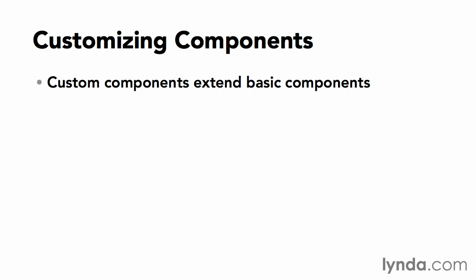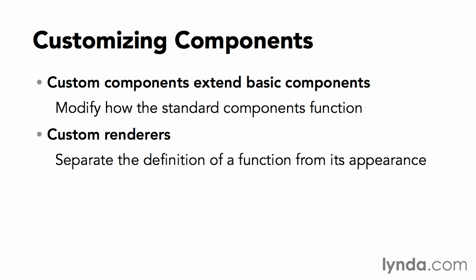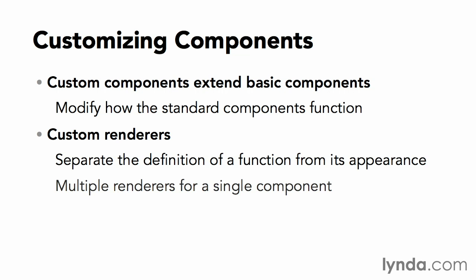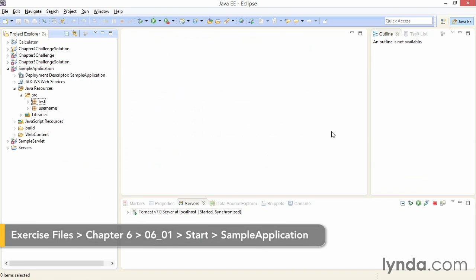First, users can extend the standard components to modify how they function or what the capabilities are. And second, users can actually separate the definition of a component from its appearance by using customized renderers. You can even create multiple renderers for a single component and then render it in a different way depending on the client device. Let's create a new custom component within the framework of the application created in Chapter 2.